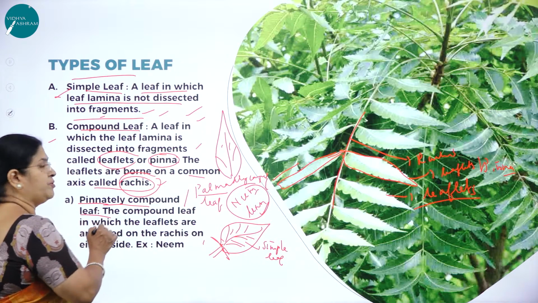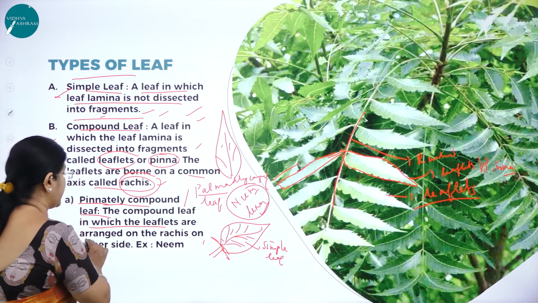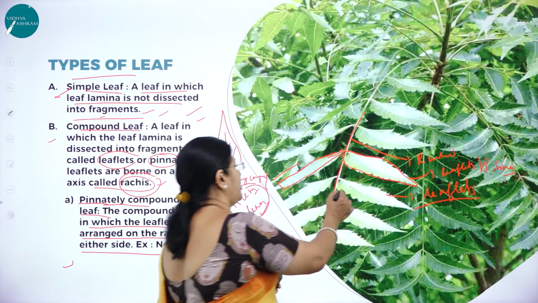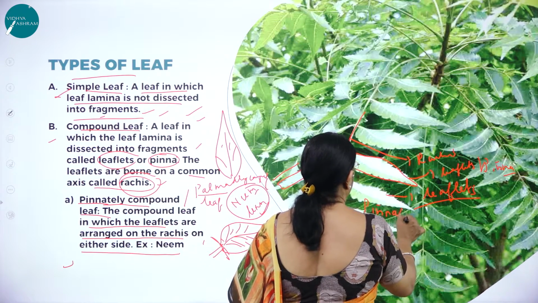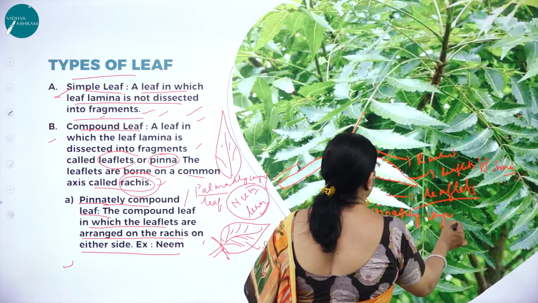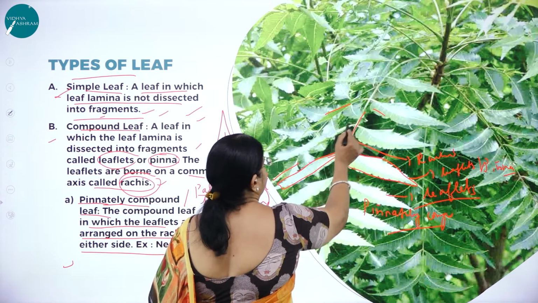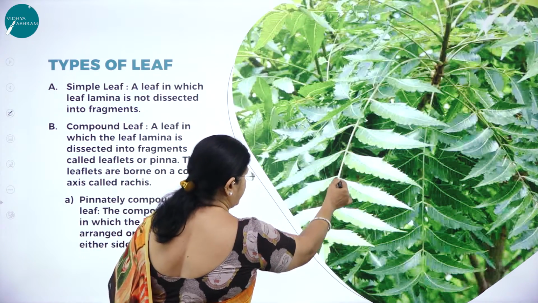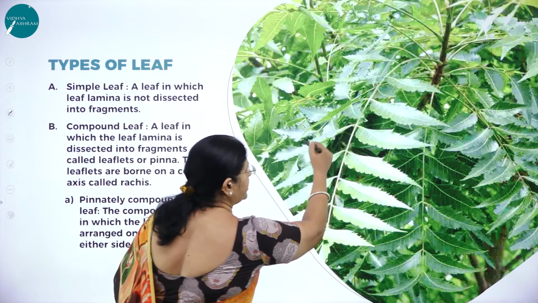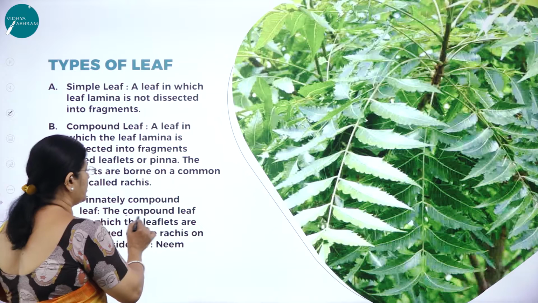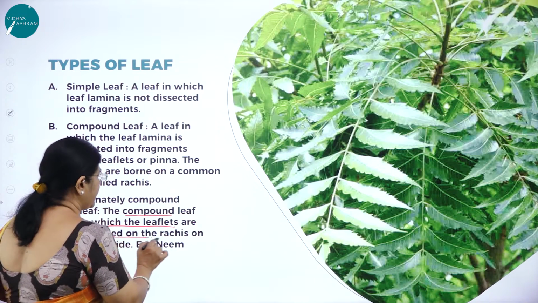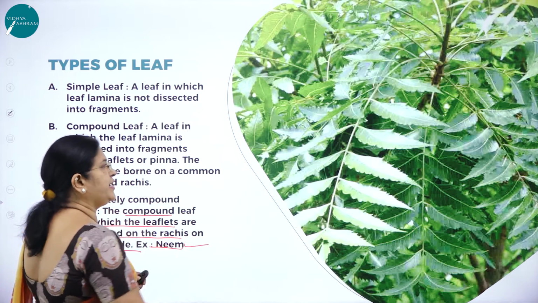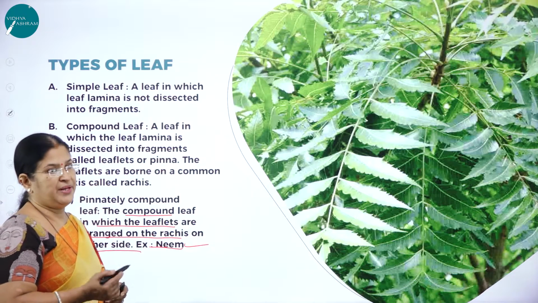So what is pinnately compound leaf? The compound leaf in which the leaflets are arranged on the rachis on either side. Here you can see a classical example of pinnately compound. This is called the rachis, and on either side you can see the leaves. So what is pinnately compound? The compound leaf in which the leaflets are arranged on the rachis on either side. The classical example is neem. So neem leaf is a classical example of pinnately compound leaf.